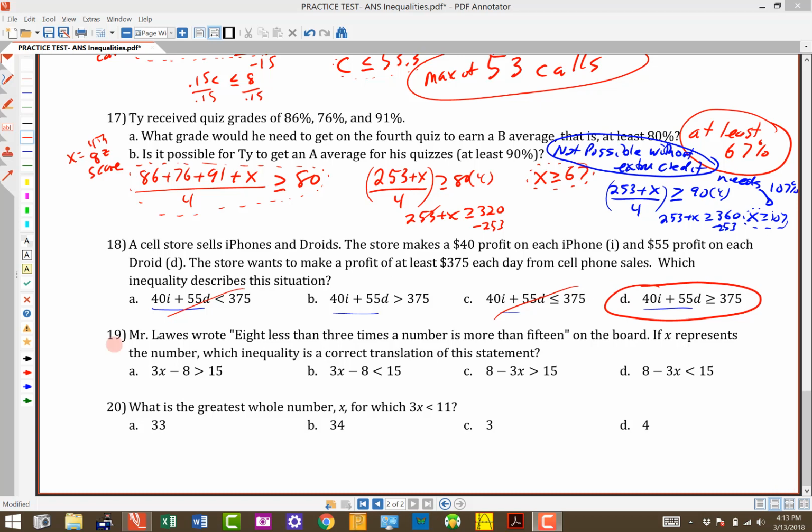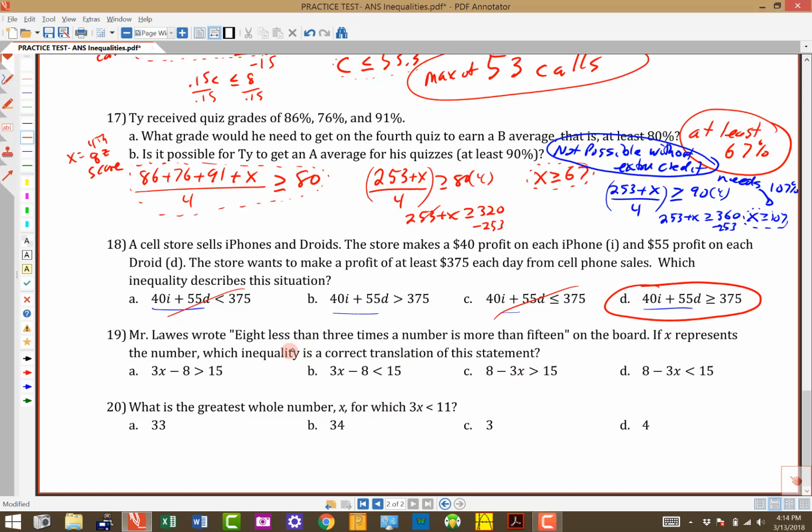Okay, let's take a look at number 19 and number 20 here to finish this up. Number 19 says Mr. Laws wrote, 8 less than 3 times a number is more than 15 on the board. If X represents the number, which inequality is a correct translation of this statement? So this is a very common thing right here.